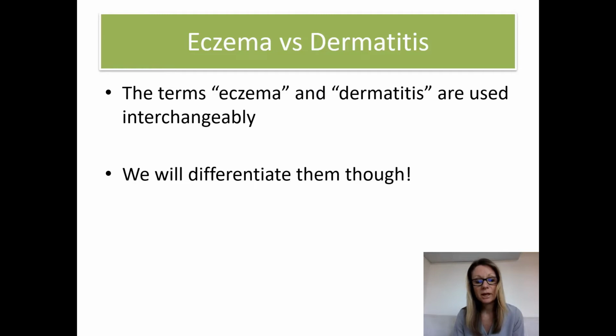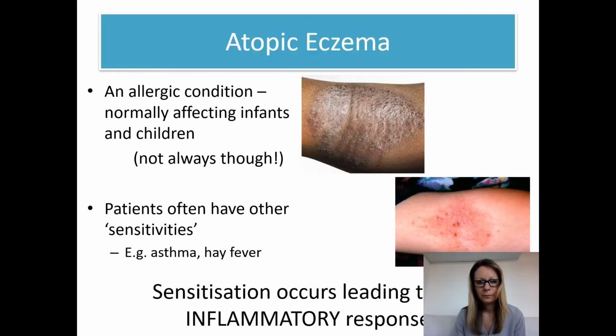Eczema and dermatitis are the most common skin conditions, and the terms tend to be used interchangeably, but we're going to have a look and see what similarities and differences there are between them. Atopic eczema is an allergic condition. It's quite common in children. About 20% of children have it, although it's not always children. About 2 to 10% of adults have it too. Often there are other health conditions that can increase the risk of eczema, things like asthma and hay fever.